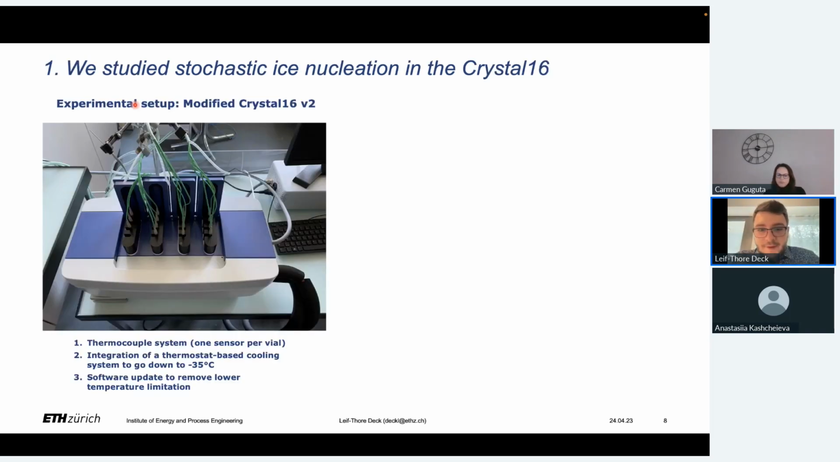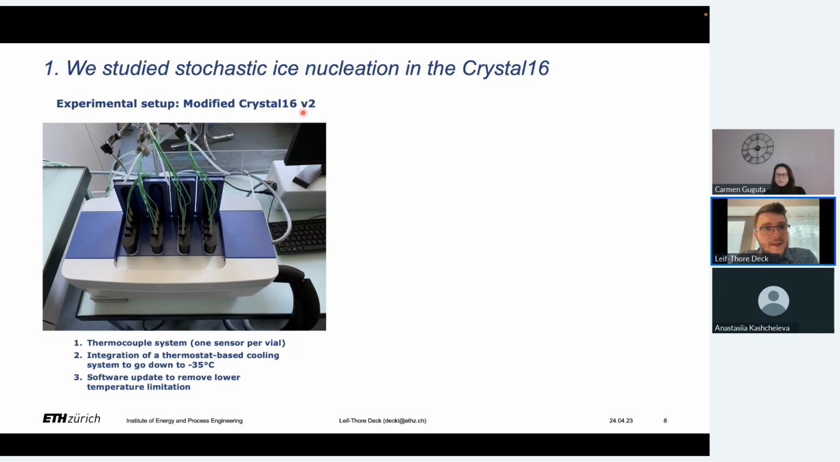Let me now start with the first point, measuring ice nucleation kinetics. So as the title of the webinar already implied, we use the Crystal16 for this. And I would like to start with a photo here that shows our setup. So what we are using is the Crystal16 of the second generation. There is actually by now a third generation, which looks a bit different. This is why I emphasize this here.